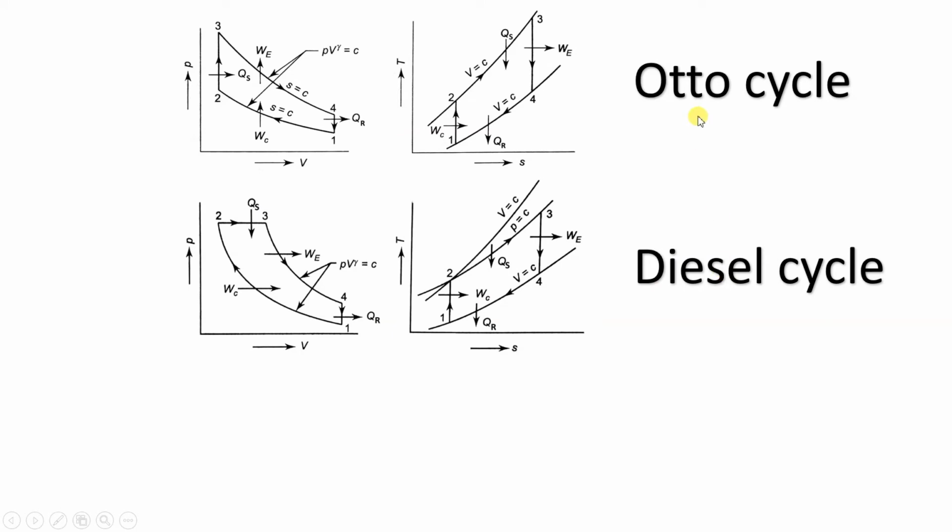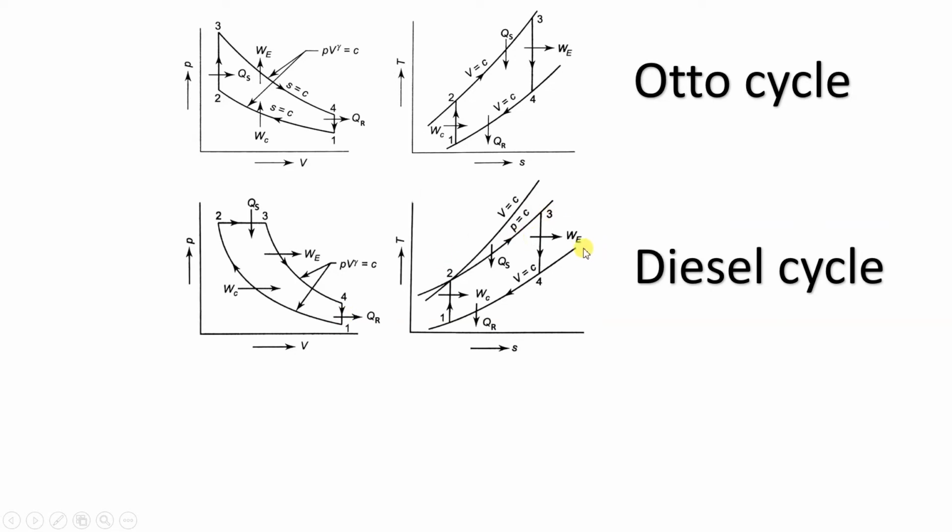Now next one is diesel cycle. What is the difference between Otto cycle and diesel cycle? Only one difference: the heat is added at constant pressure. In case of Otto cycle, heat was added at constant volume. The rest of the cycle remains the same. So 1 to 2 is isentropic compression, 2 to 3 is constant pressure heat addition, then 3 to 4 is isentropic expansion where we get work from the diesel cycle, and 4 to 1 is constant volume heat rejection.